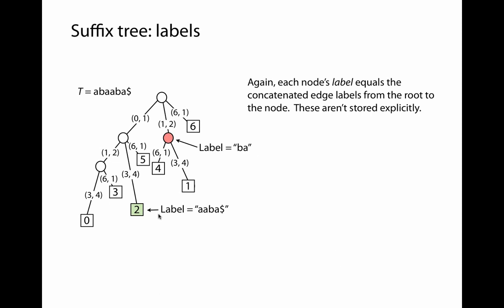And then this node down here has the following label. In order to compose that label, we have to take this string, 0, 1. 0, 1 is just A. And then concatenate this string. The string is 3, 4. 3, 4 is 0, 1, 2, 3: A, B, A, $. So it should be ABA$.